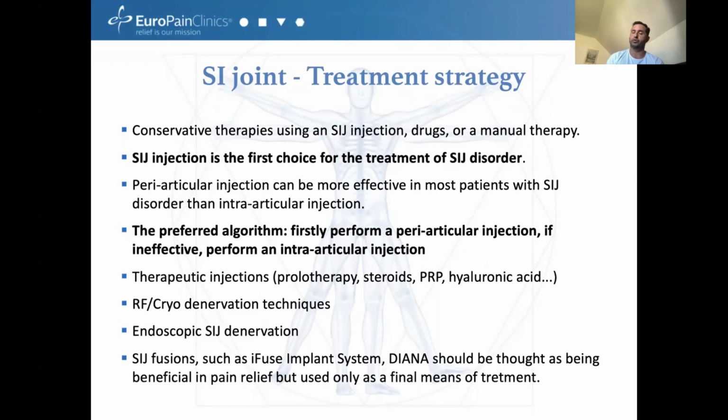If effective, both tests are giving you positive diagnostic information about the sacroiliac joint being a pain generator. If you confirm the diagnosis, then you carry on with either therapeutic injections like prolotherapy, steroids, PRP, hyaluronic acid if it's an intraarticular problem. If this is not effective enough, you go for some kind of denervation techniques like radiofrequency, cryo. If this doesn't help, then you go for endoscopic SI joint denervation. And finally, in some indications, you can use SI joint fusions.